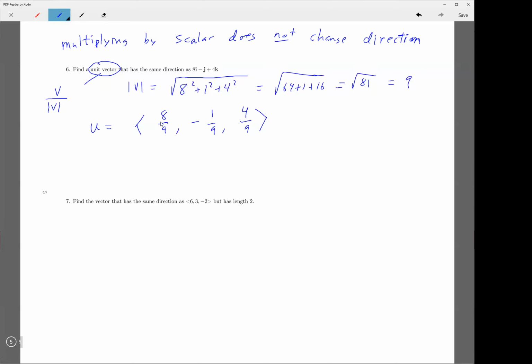Okay, and then this unit vector right here, this is a unit vector in the same direction as that. If you were to multiply that by any number, then the magnitude would be that number.